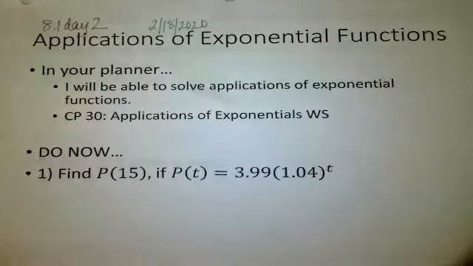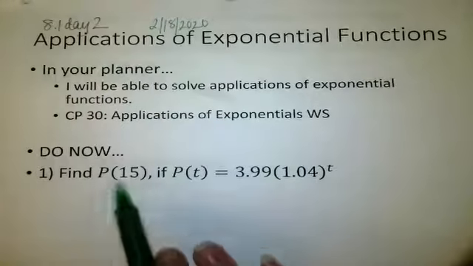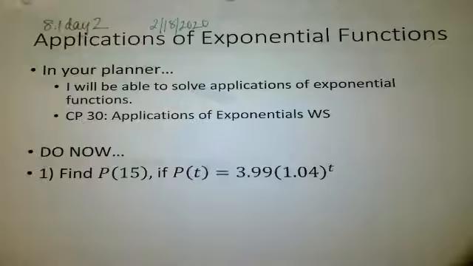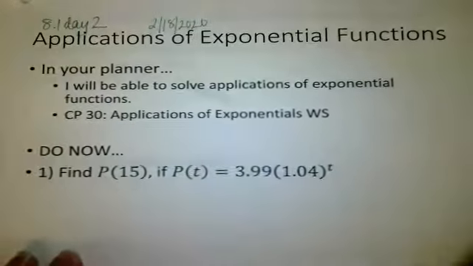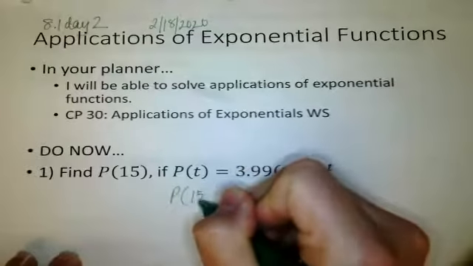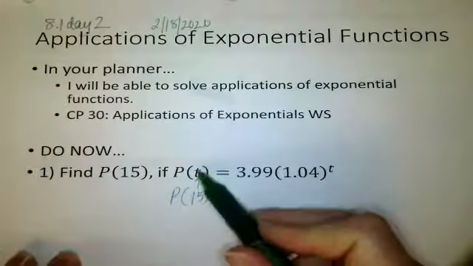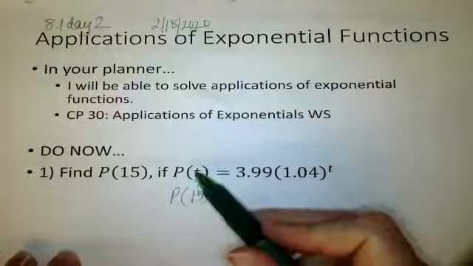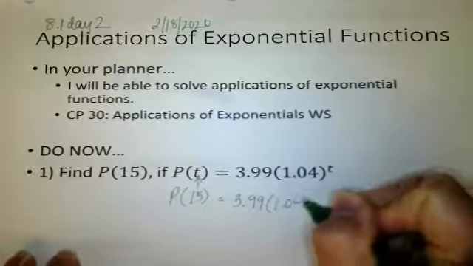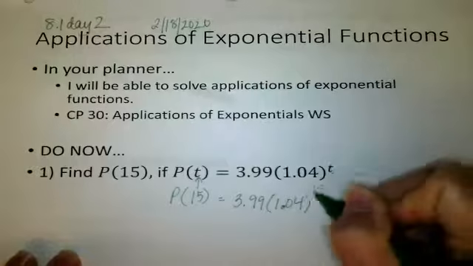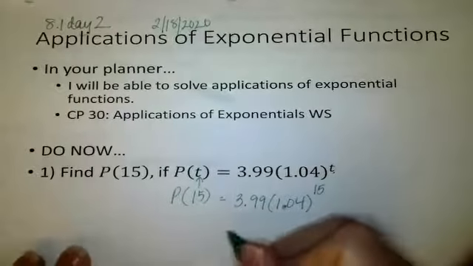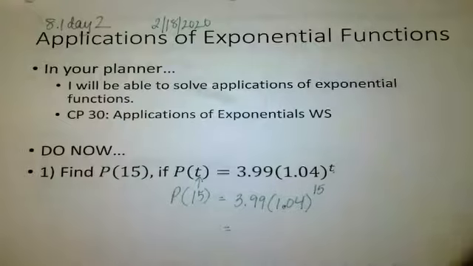All right. So as the warm-up here, find P of 15 if P of T equals 2.99 times 1.04 to the T. What does P of 15 tell you to do? Plug in 15, yeah. It's literally saying, don't use T, plug in a 15 in place of T. So 2.99 and 1.04 stay, and in place of T, we're putting in a 15 instead. I want you to plug that into your calculator.